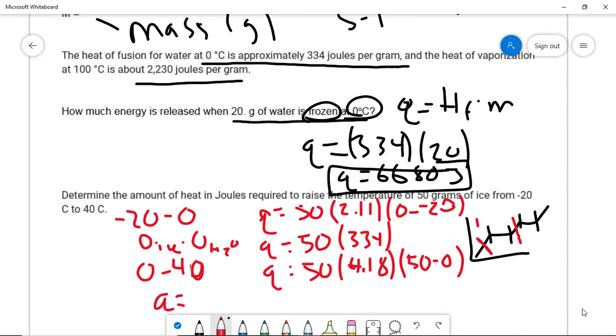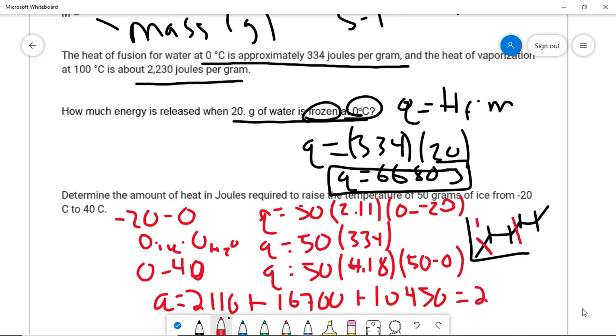So first one is 2,110. We're going to add that to 16,700 joules. And we're going to add that to 10,450 joules. We add all those together to get a grand total of 29,260 joules.